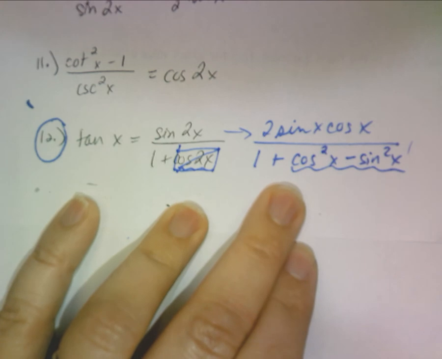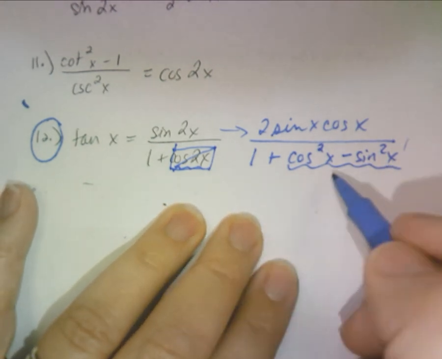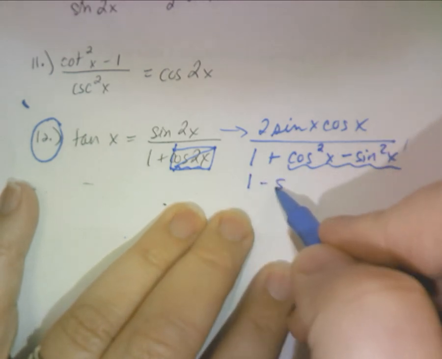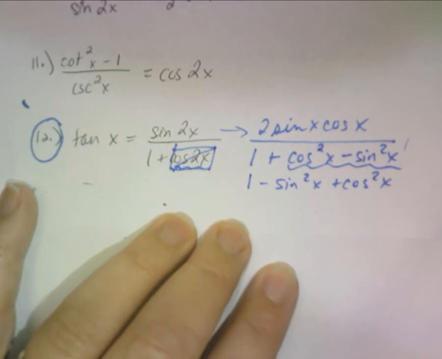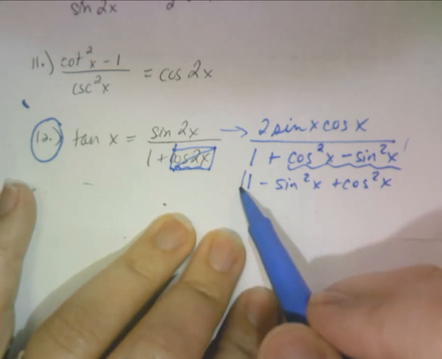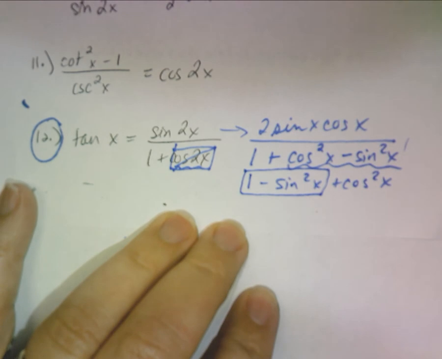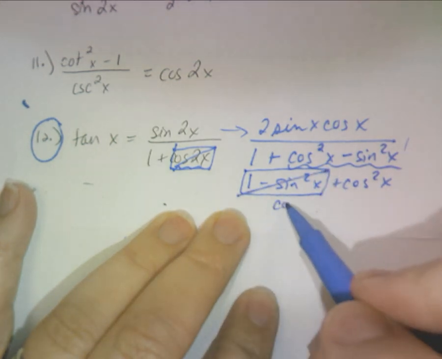Now, how did that help me out? Well, here's what you can do in math. You can rearrange these things. You are allowed to move them around. So I'm going to go like this. 1 minus sine squared x plus cosine squared x. Why am I doing that? Well, because this is something on your little sheet there. It's cosine squared. So let's just cross that thing out and call it cosine squared.